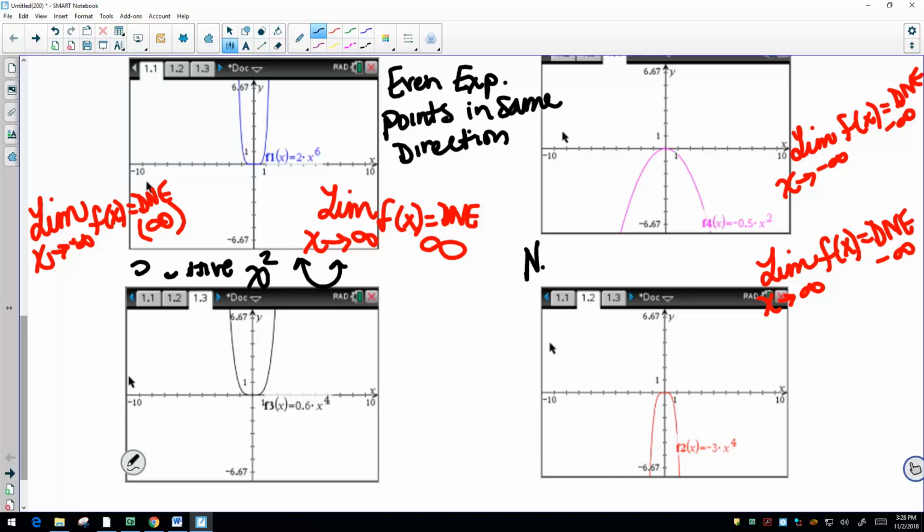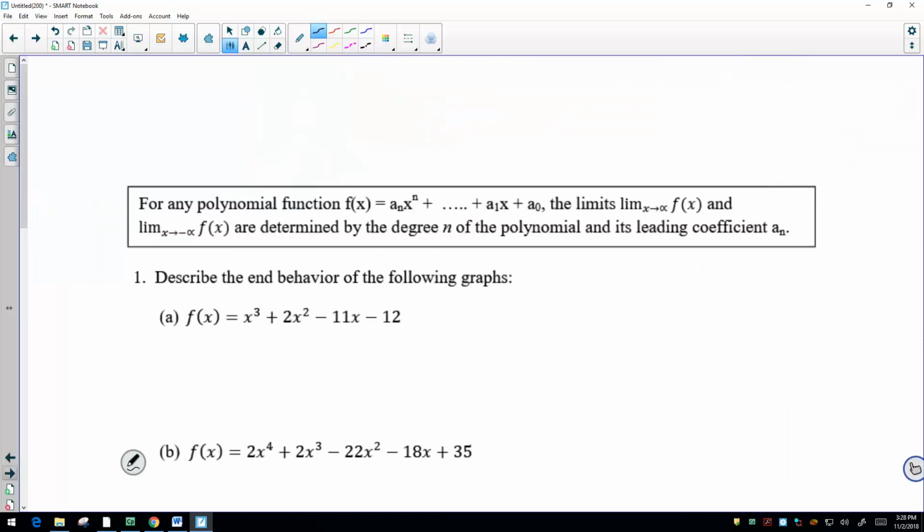If they're both negative, or I should say if the leading coefficient is negative, well then I know it's going to point down, and it's going to work kind of like a negative x squared, again, doing that reflection. So these are just some things that we can gather just by looking at these four graphs.